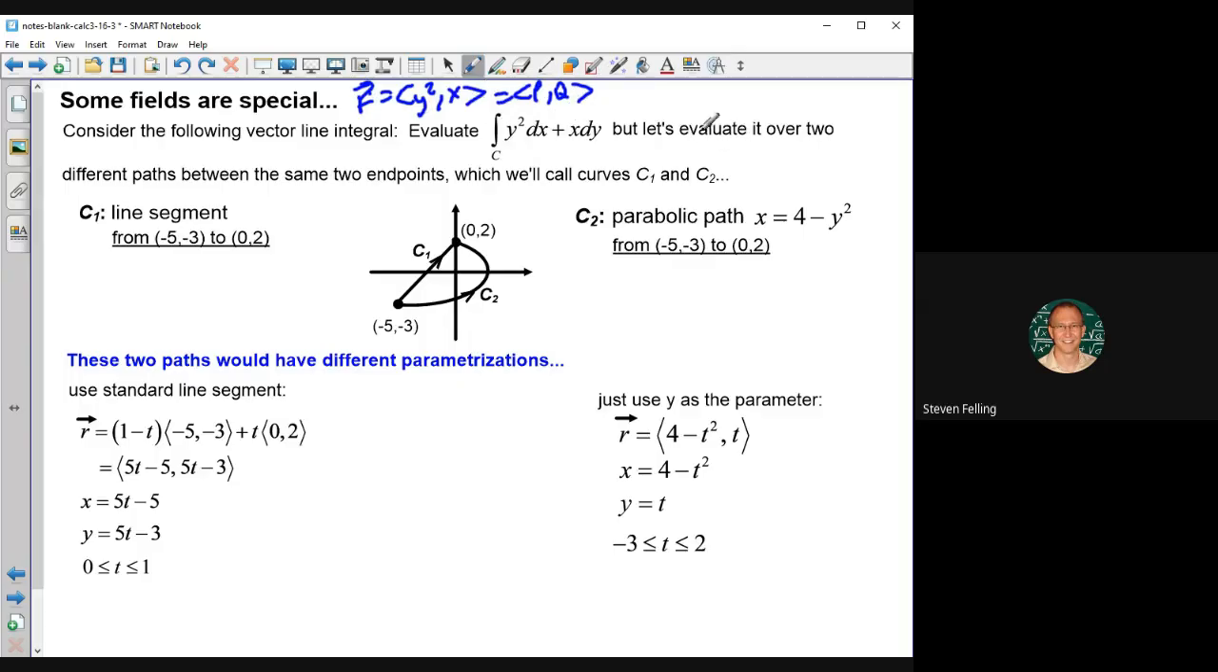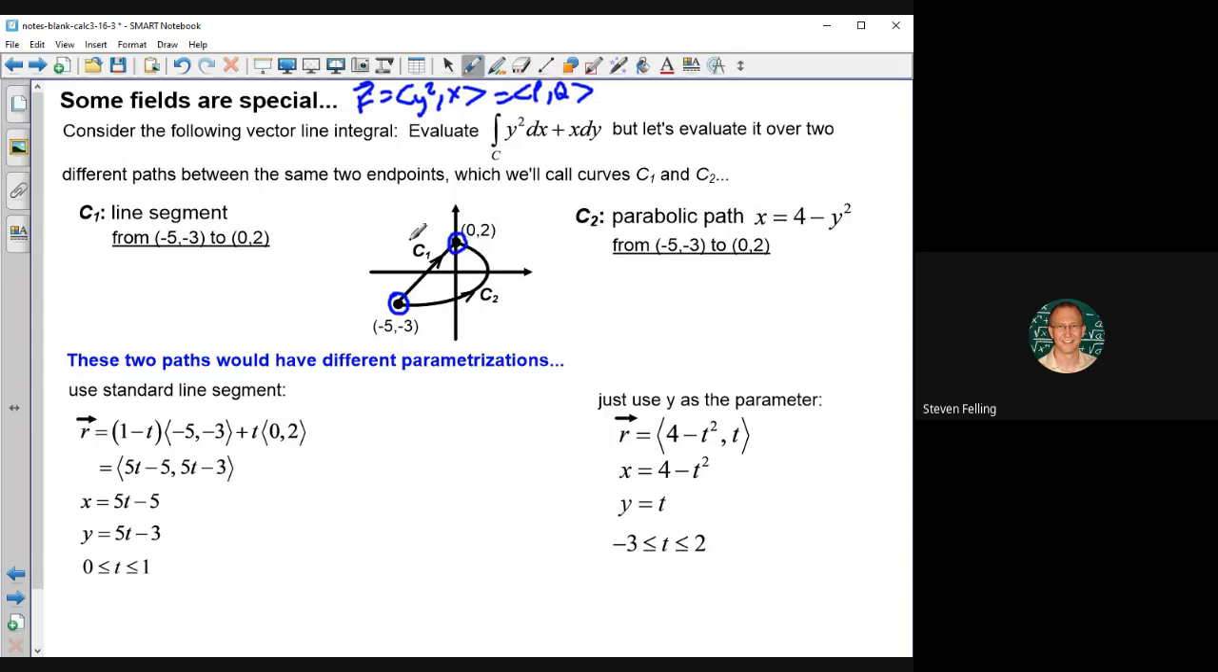Okay, but we're going to evaluate it between two endpoints, between the point (-5, -3) and (0, 2), but we're going to do that along two different paths. One path will be a line segment that goes directly between the two points, and another one is going to involve a parabolic curve. x equals 4 minus y squared will go through those two points. So we'll follow that curve as well.